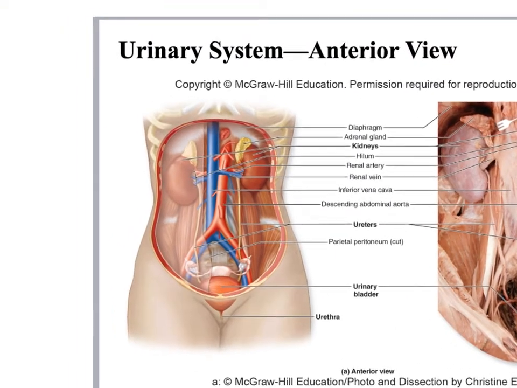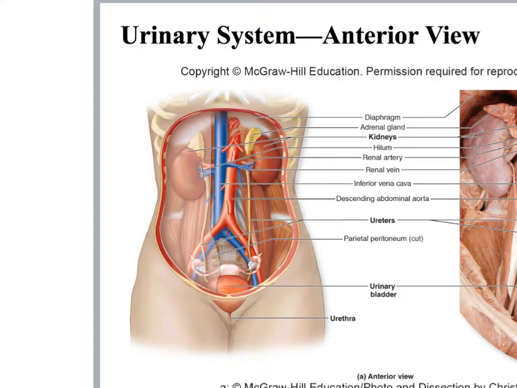Here is your urinary system: 2 kidneys, 2 ureters, bladder, and urethra. Okay? We're going to go through a little bit more of the anatomy of the kidney. All right, the kidney is bean-shaped. It has a hilum, a little indentation on the medial side that allows for blood vessels to enter and exit, and also the ureter to exit.